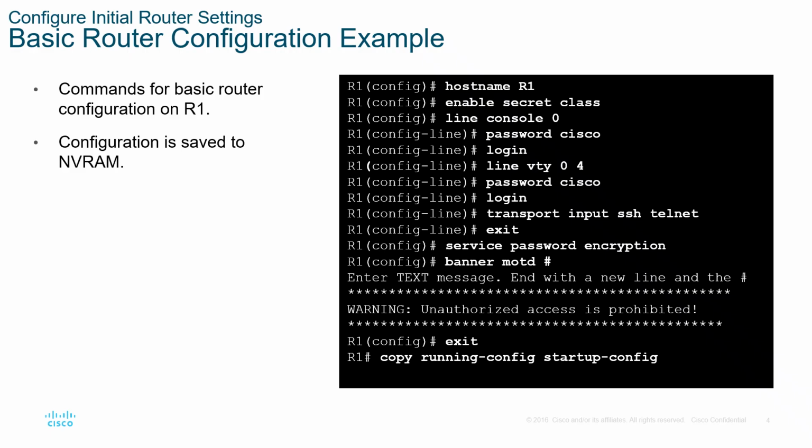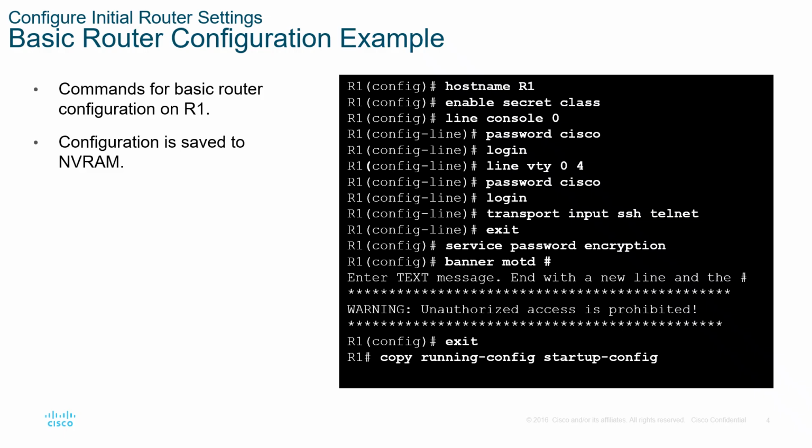Commands for basic router configuration. Again, R1's perspective. My hostname. Enable my secret. Go into my line. Give it a password. Don't forget login. Line VTY 0 to 4 or 0 to 15, whichever is appropriate. Password Cisco. And if you don't know, by the way, do a show run. Do a show run, go all the way down to the end, and it will tell you how many lines you have on that device.